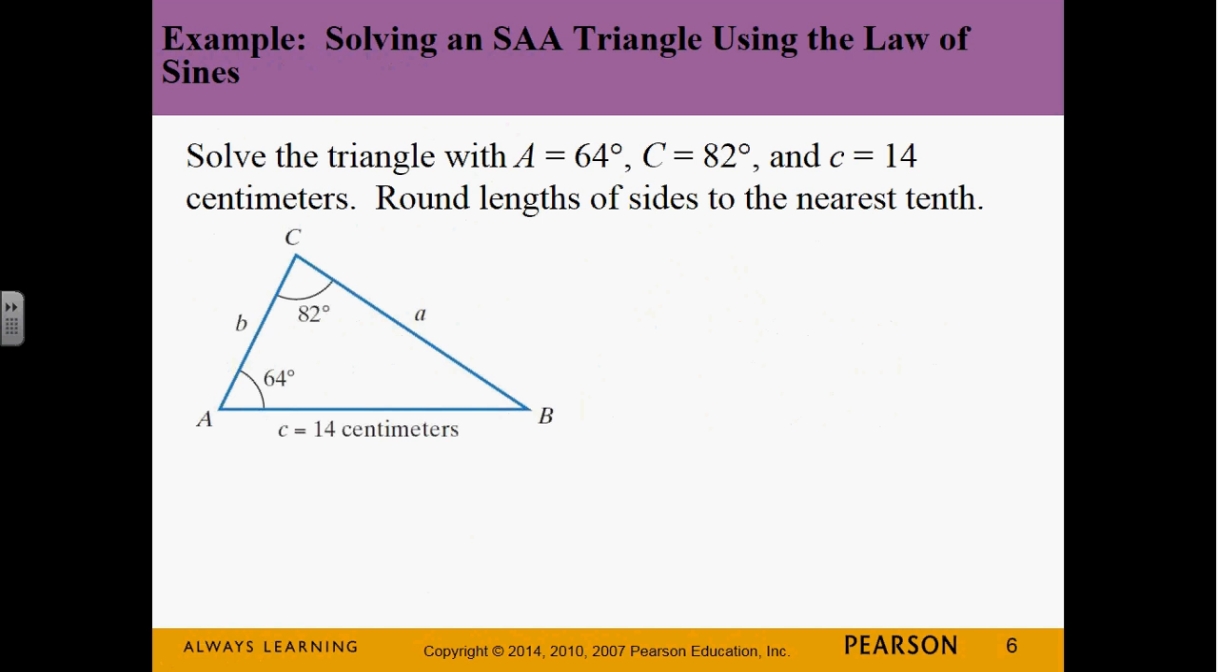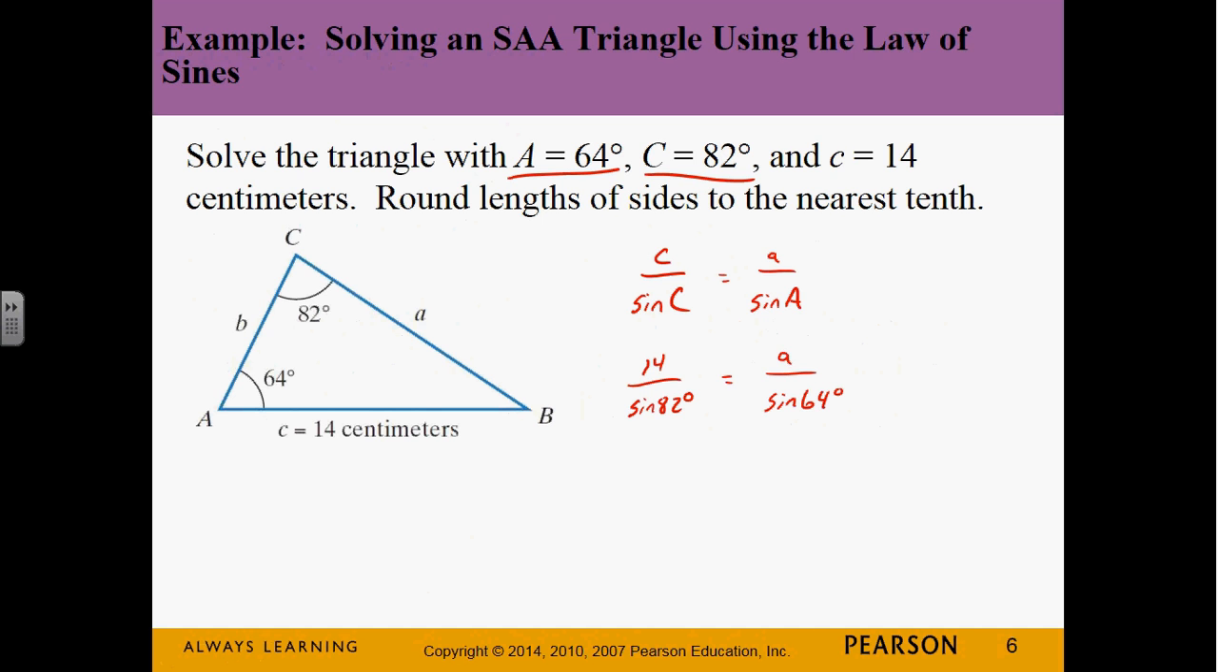Now, if I want to solve this triangle, now that we know that there's a relationship between the sides and the angles, we can use the law of sines to do it. So I know that I'm given A equals 64 and C equals 82. To use law of sines, I'm going to have either little a or little c. Okay? Here, I happen to have little c. So that tells us that c over sine of big C equals a over sine of big A. That's the part of the law of sines we're going to use to solve for the one unknown we don't have, the a. So I'm going to plug all that in. 14 over the sine of 82 equals a over the sine of 64.